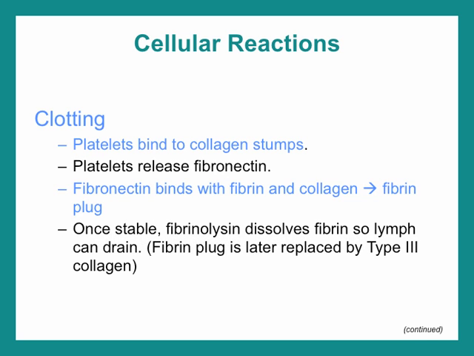The cellular reactions, or what's taking place, are written under the hallmarks. These things absolutely are necessary. We have clotting that takes place. The platelets bind to the collagen stumps that are left from the injury. Our platelets release the fibronectin. It's just an automatic response with injury, and that fibronectin binds with fibrin and collagen, which produce a fibrin plug, which is the very first part of a scar or a scab taking place. We have this thicker cross-linked tissue slowing down the bleeding.